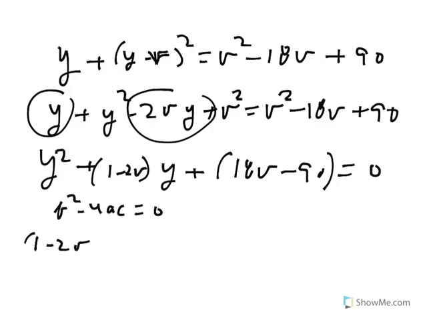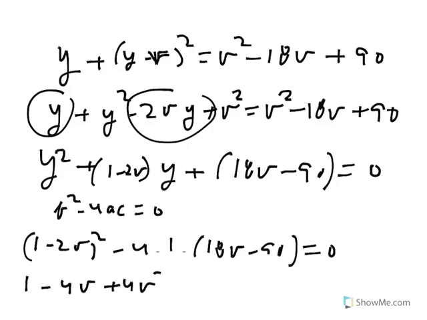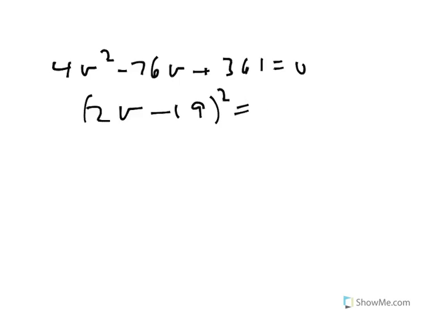So that's our discriminant equals 0 trick. B is 1 minus 2v, so b squared is (1 minus 2v) squared minus 4. A is just 1, and c is 18v minus 90. And that becomes 1 minus 4v plus 4v squared minus 72v plus 360. And when we combine our like terms, we end up with the equation 4v squared minus 76v plus 361 equals 0. This thing actually factors. That always seems to happen in these questions. So v equals 19 over 2.